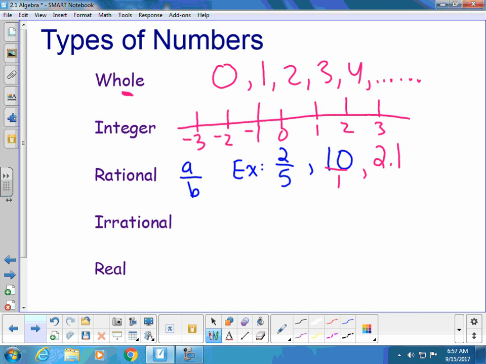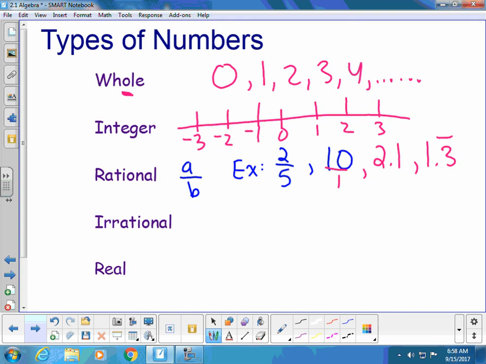2.1 would be a rational number. I could write it as 2 and 1/10, or 21 over 10. Therefore, if you would have a decimal that either stops or repeats, it would be able to write as a fraction, and it would be rational. So a decimal that would repeat is 1.3 repeating. That could be written as 4 over 3.